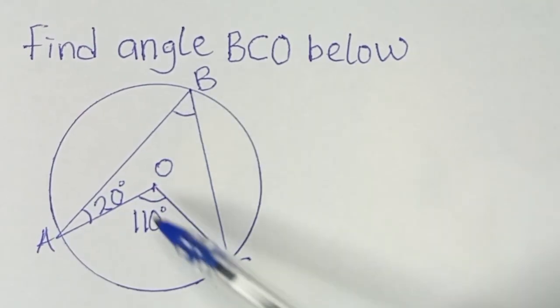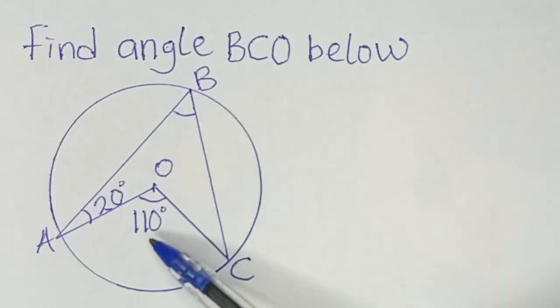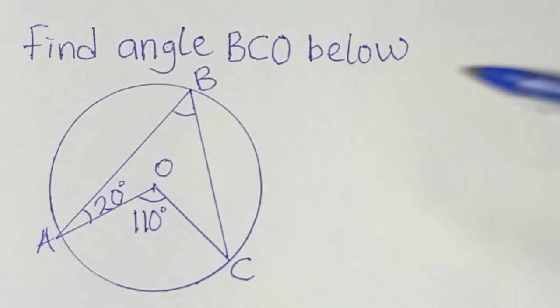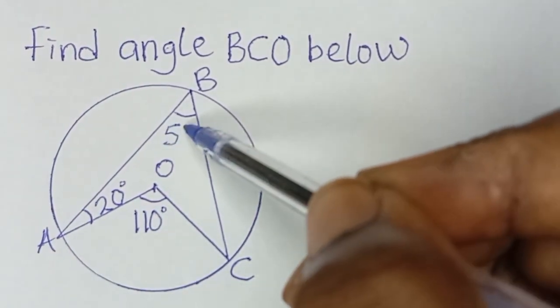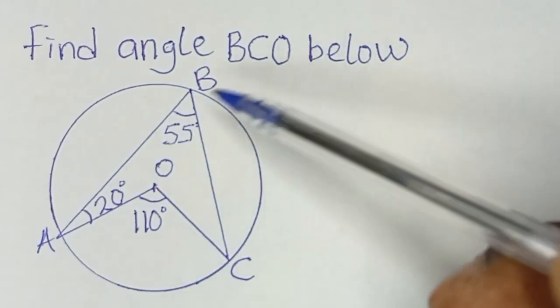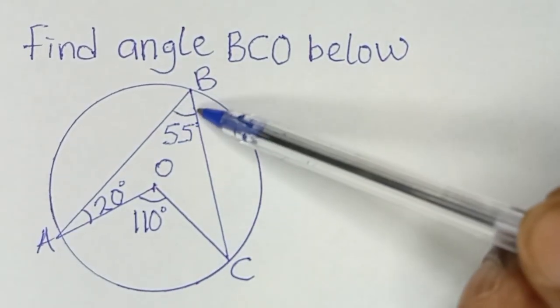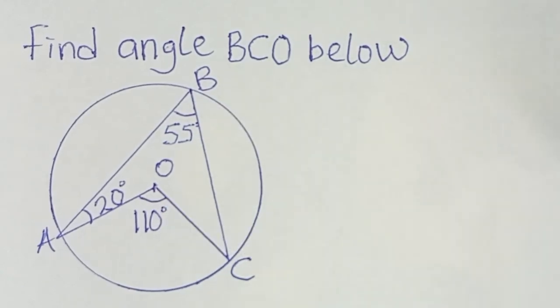So once we know the angle at the center, in order to get the one at the circumference, we divide the one at the center by 2. So 110 divided by 2 will give us 55 degrees. So that means this angle is 55. So twice 55, that is twice the angle at the circumference, will give us the angle at the center.